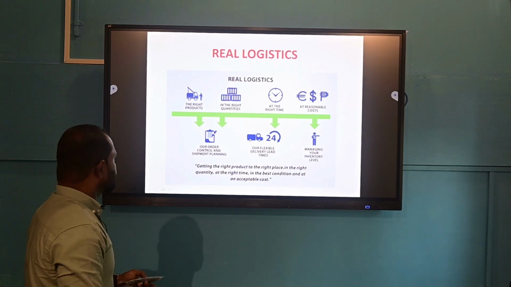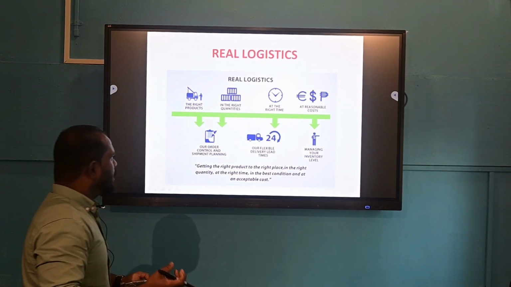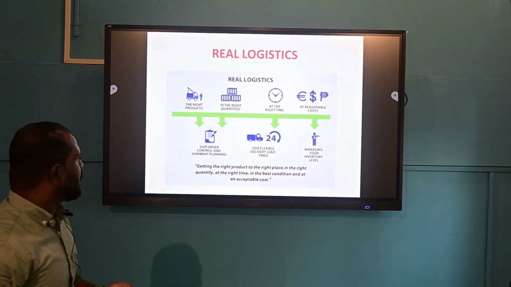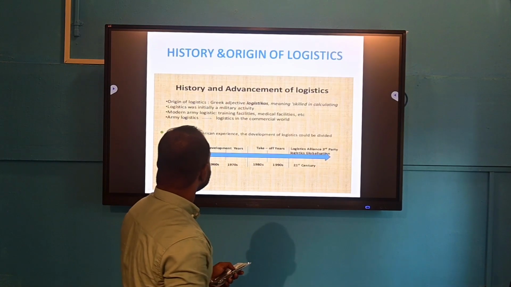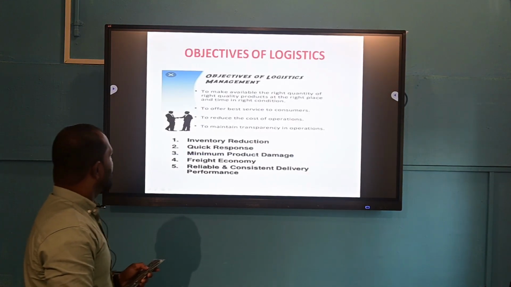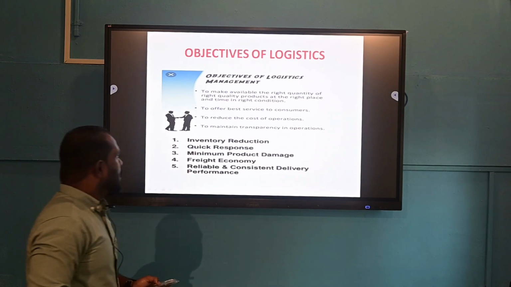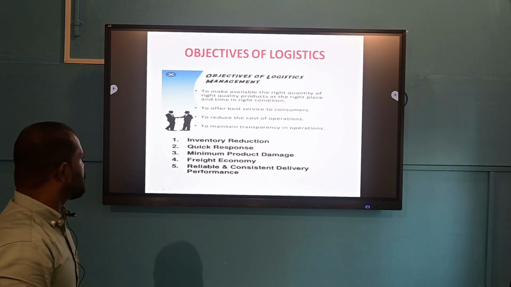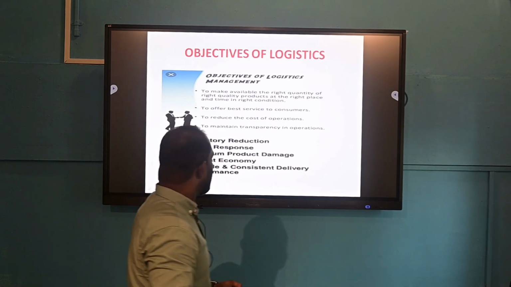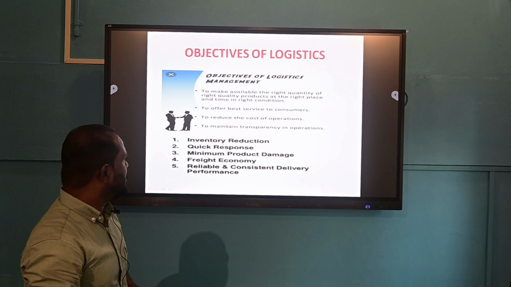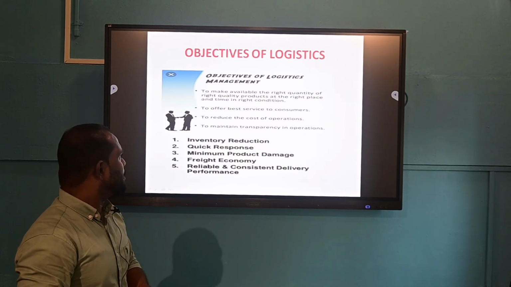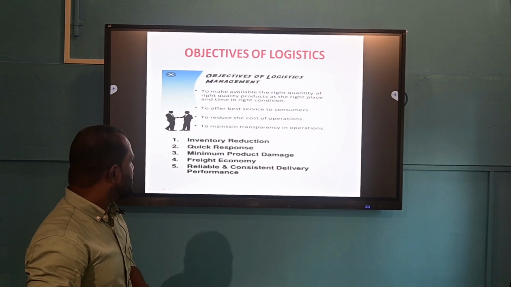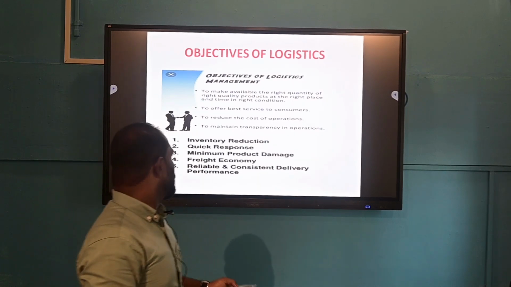What is logistics, really? The right product, in the right quantity, at the right time, at a reasonable cost. This is simply what logistics really is. What are the main objectives of logistics? Most companies are using logistics to make available the right quantity of product, at the right quality, at the right place, at the right time, in the right condition.